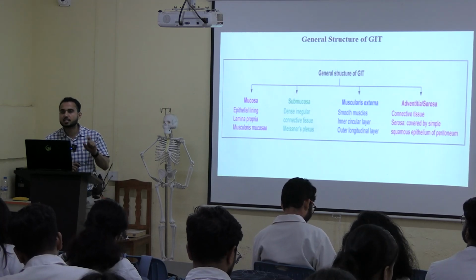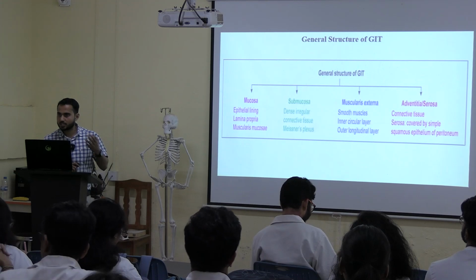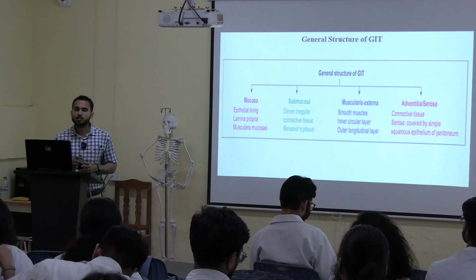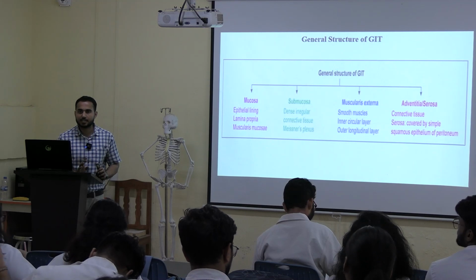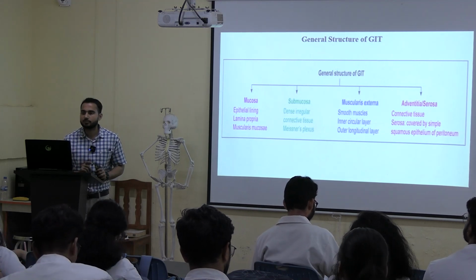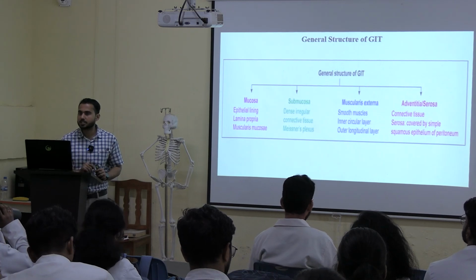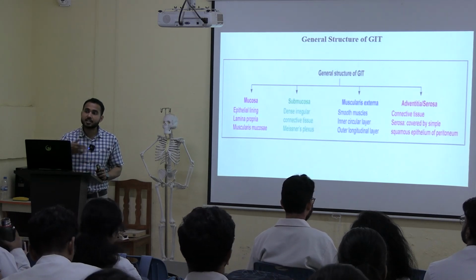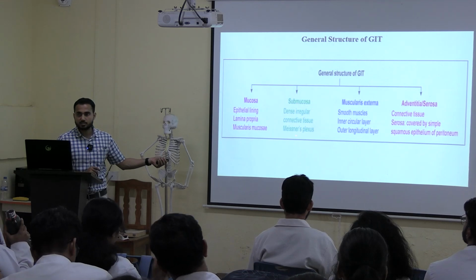This Meissner's plexus is responsible for secretion and absorption, the secretion that happens from the GIT. Now we know that in the stomach gastric glands are there where secretions are taking place. Next, in case of duodenum, duodenal glands are there from where secretions are taking place. So that secretion is controlled by this particular Meissner's plexus.